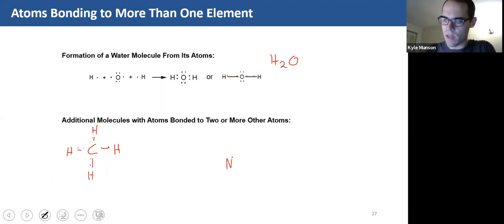Same idea here. Here's ammonia. We would have 3 hydrogens and a lone pair there. So again, these are just examples that we can use to talk about this sort of thing.